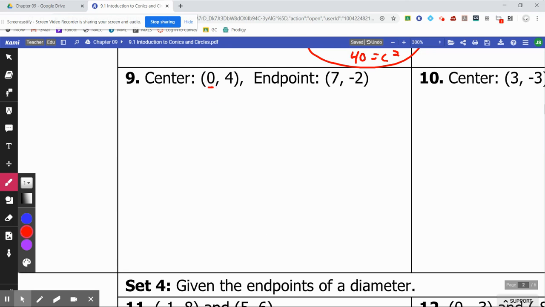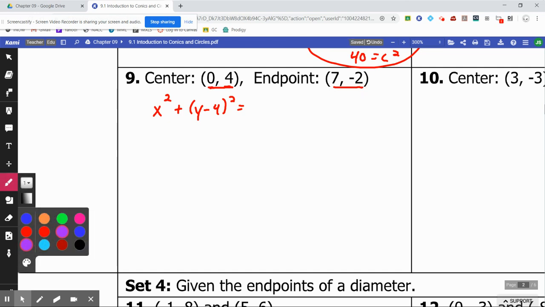So my x value for my center has not gotten shifted at all, so we have plain x squared plus my y value got shifted up 4, so that'd be y minus 4 squared is equal to, I need a radius. The radius is the distance from the center to an endpoint. Again, I'm using Pythagorean theorem to find that. From 0 to 7, that's a distance of 7. From 4 to -2 on a number line, that's a distance of 6.